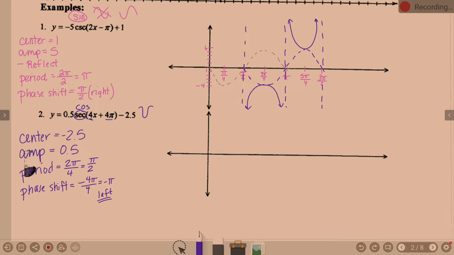With this information, start labeling. What are we labeling? The axis. Okay. Center line is negative 2.5, and you're going up to negative 2 and down to negative 3, because our amplitude is a half, yes?